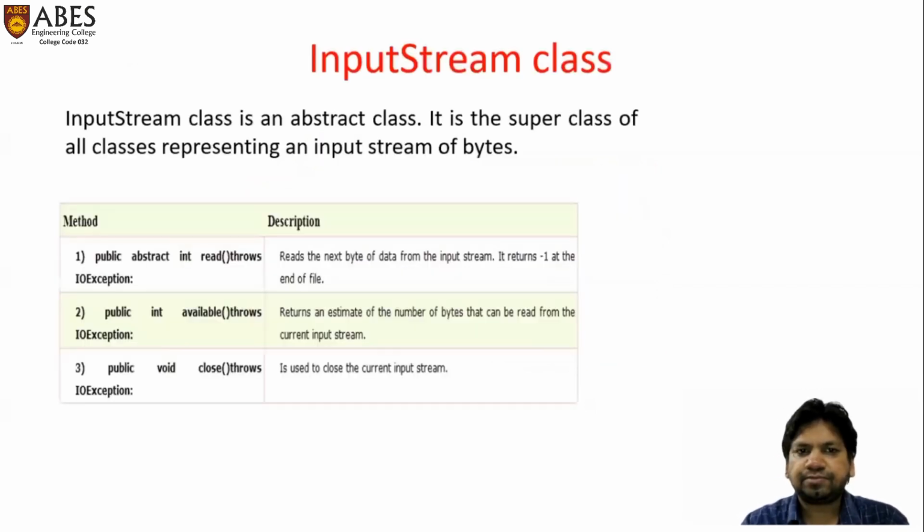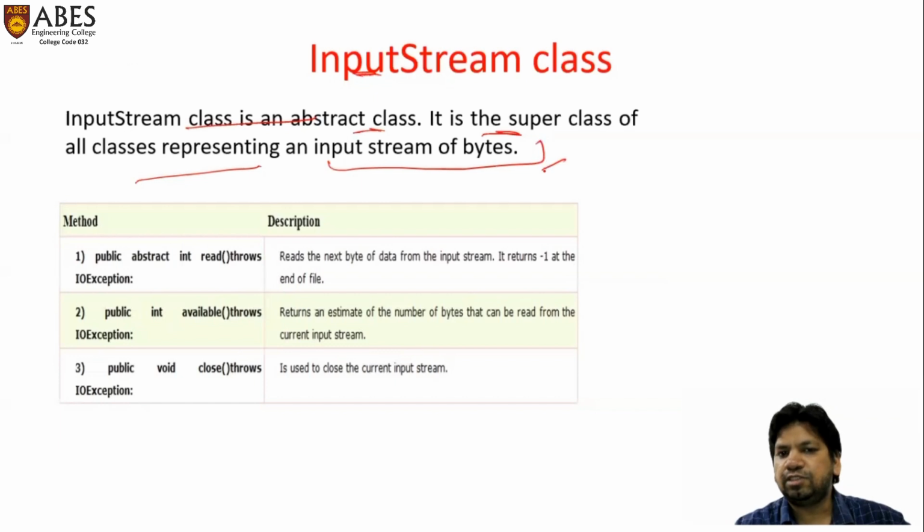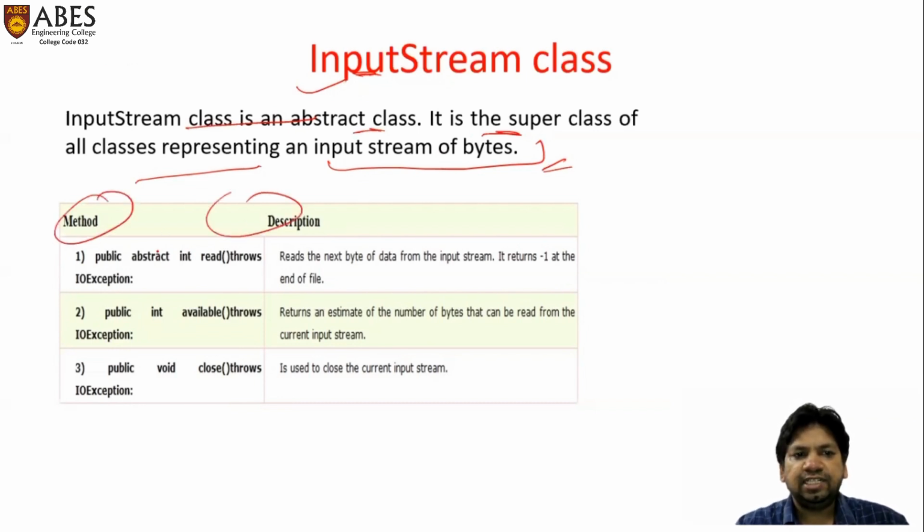PrintStream. In the case of the input stream, you can see that InputStream is an abstract class and it is the superclass of all classes representing an input stream of bytes. Input सारी क्लासों का represent अगर input करना है तो input stream है, अगर हमें output करना है तो output stream है. You can see the methods and descriptions for that. It is public abstract int read().